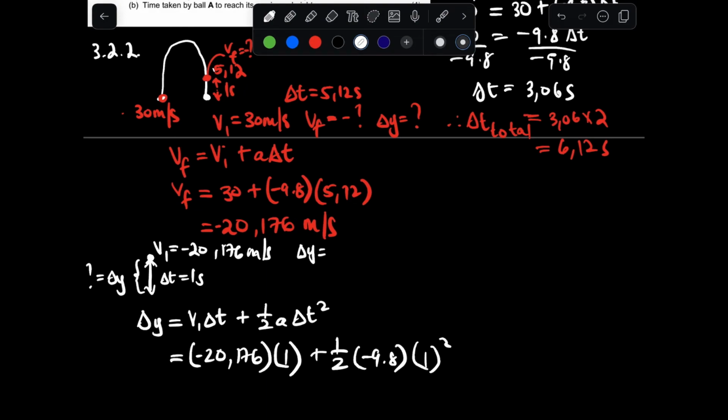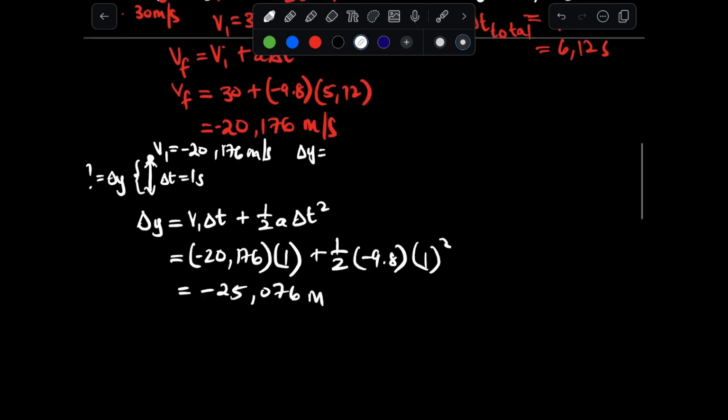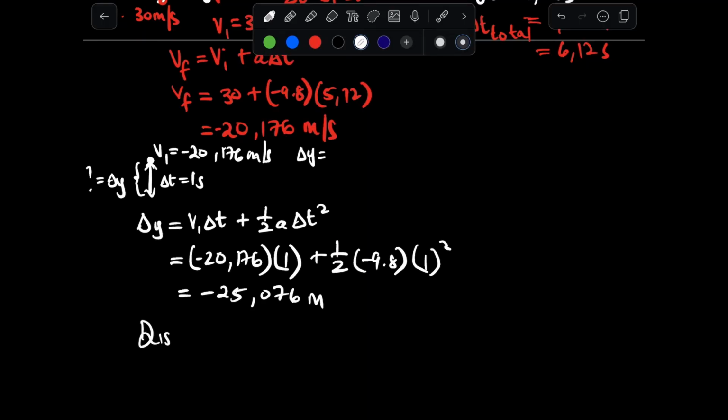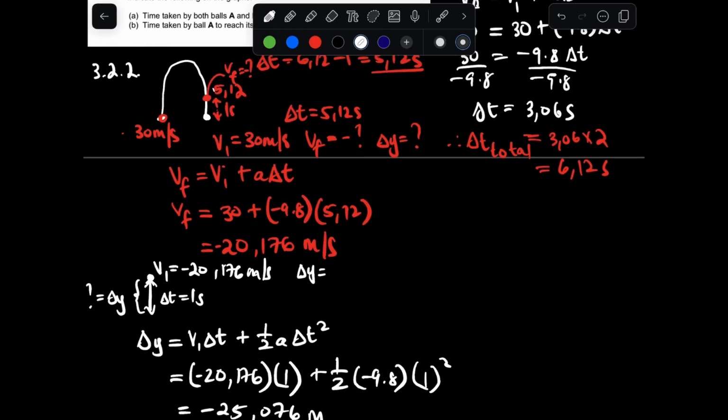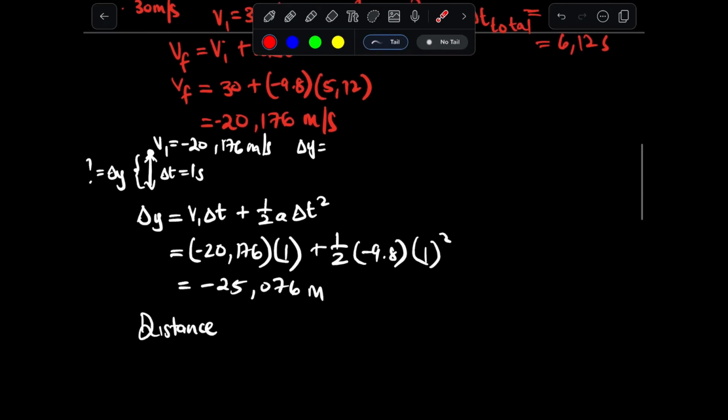Don't have to put that in the calculator. So the answer here, we get the negative answer, it's 25.076 meters. Remember, guys, this is the distance it traveled in the last second. So it needs to be positive. When we talk about the distance, it needs to be positive always. So the distance is going to be 25, and we round off to two decimal places, 25.08 meters, right?